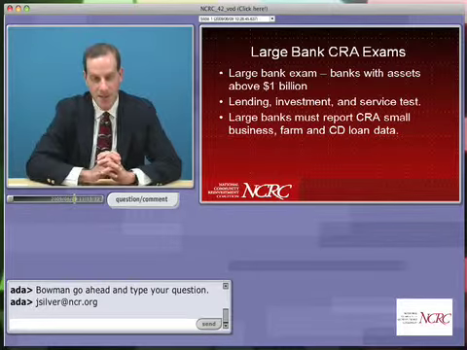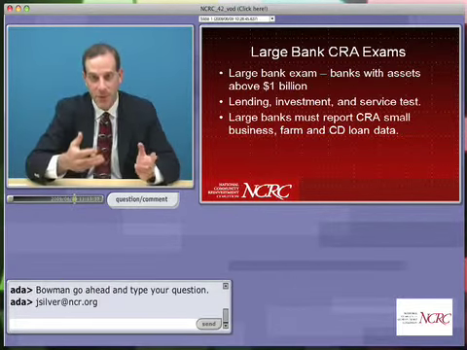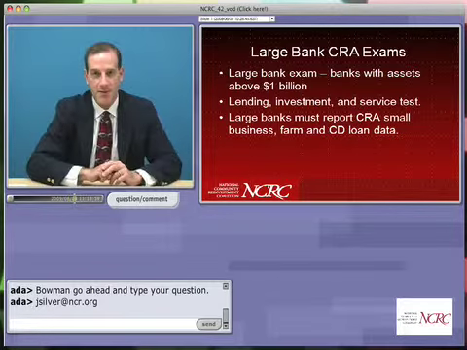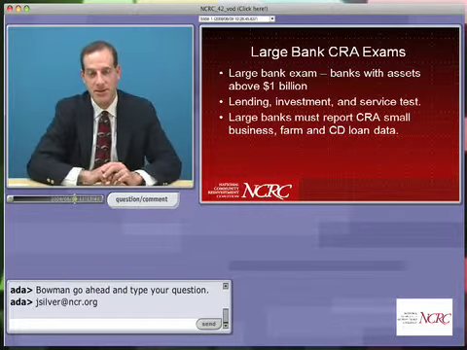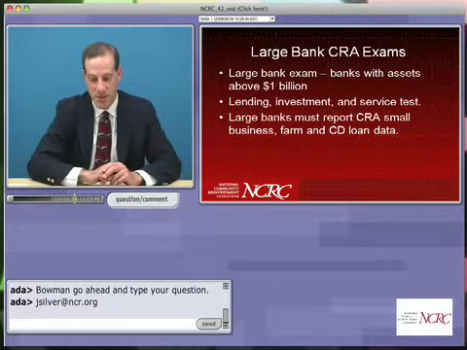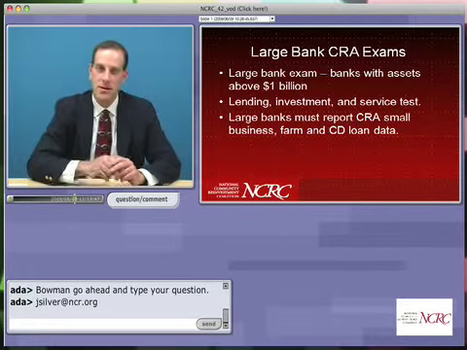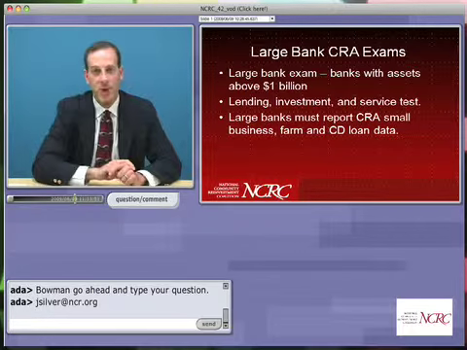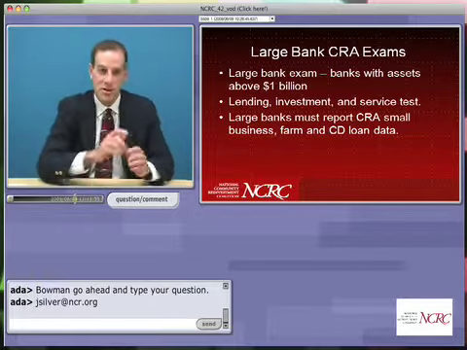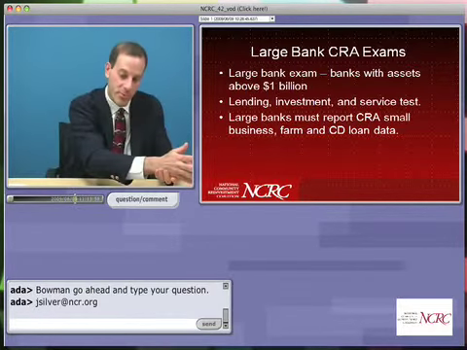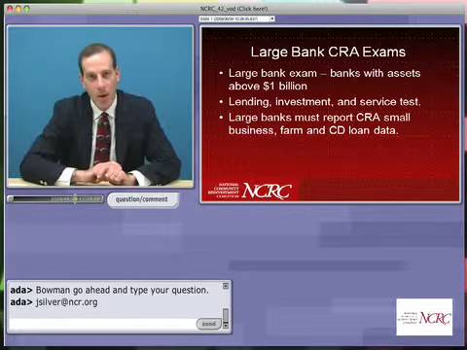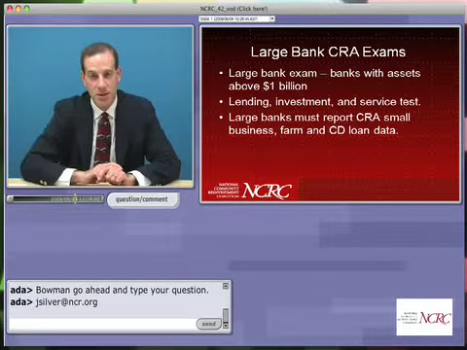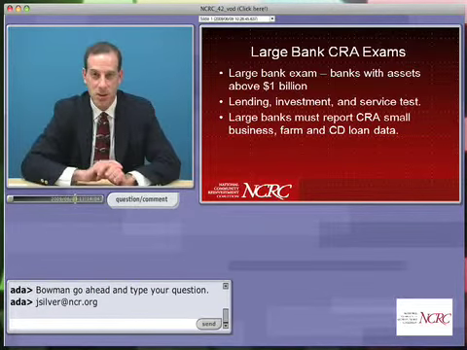These are banks with assets above $1 billion, and they have the most involved CRA exams. They have a three-part test: a lending test, an investment test, and a service test. In the lending test, home loans to low and moderate income people and communities, small business loans to low and moderate income neighborhoods, or small business loans to the smallest of the small businesses. And in some cases, consumer loans to low-income people if the bank is a consumer loan specialist.